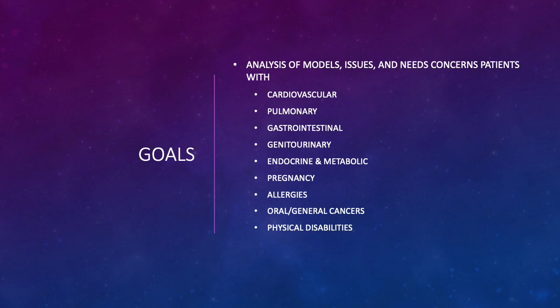Then we're going to go over models, issues, and needs that concern patients with cardiovascular issues, pulmonary issues, gastrointestinal issues, genitourinary issues, endocrine and metabolic issues, pregnancies, allergies, oral and general cancers, and physical disabilities. Again, this is kind of an introduction to all of these issues, but more and more of your patients are going to have one or more systemic compromises, which you're going to have to address in your treatment planning.